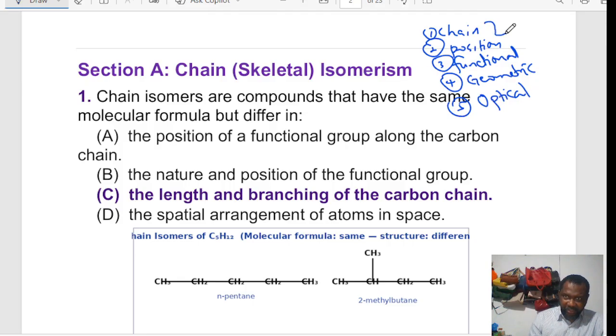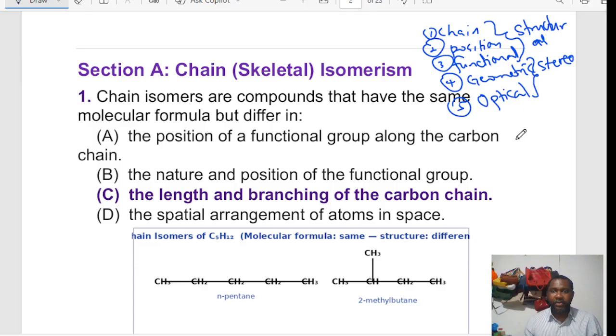Now the first 3 are categorized under structural isomerism, while the other two are called stereoisomerism. So one is structural, the other is stereo. Under structural you have chain, positional, functional, then under stereo you have geometric and optical. So these 30 questions are arranged in such a way that we deal with each type of isomerism. I hope that makes sense.